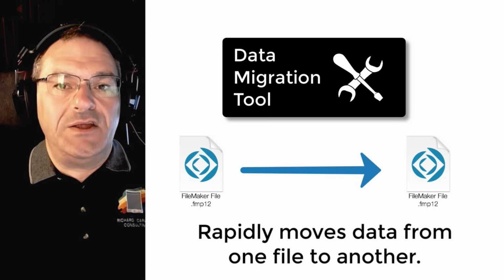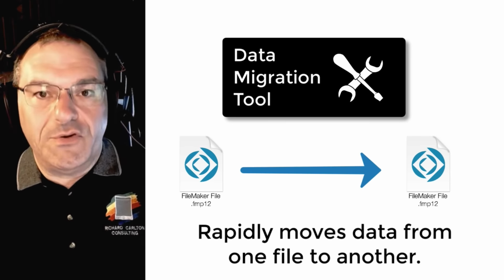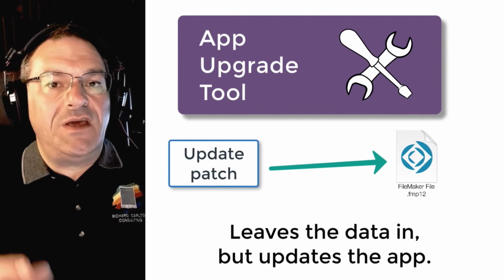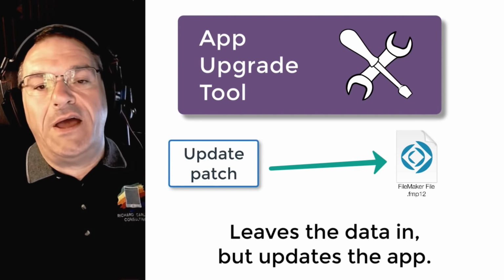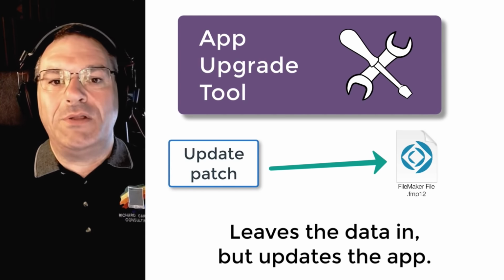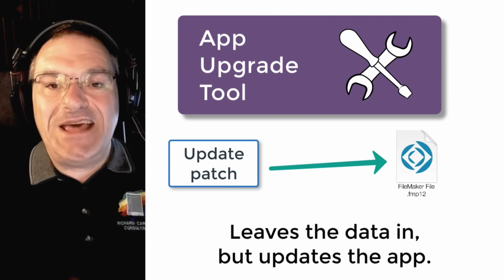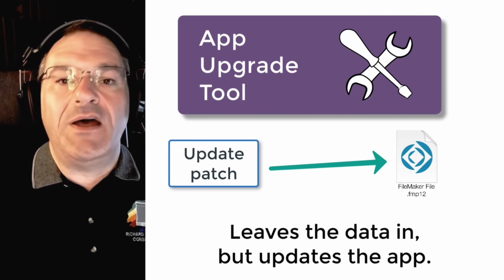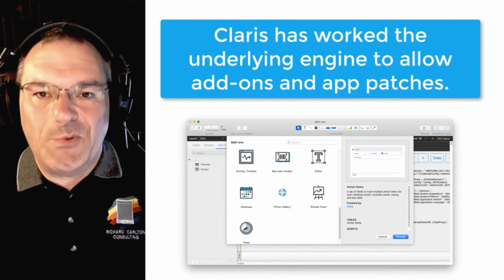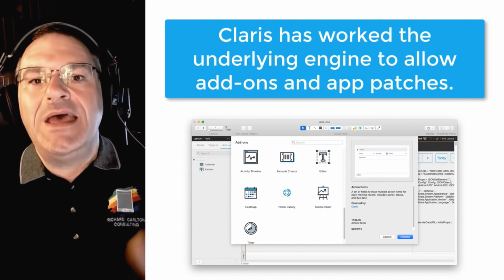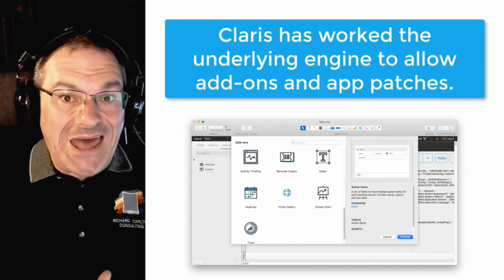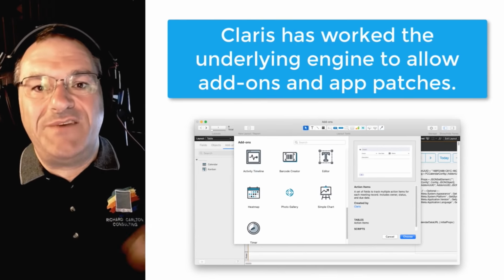Well, that command line tool was a bulk data mover at high speed. Well, what we're getting now in 19 is the ability to, instead of moving the data from an old file to a new file, we leave the data and the file in one place, but we apply updates and patches to that existing file. And FileMaker calls this the App Upgrade tool. Now, once again, Claris has been working on the underlying engineering that allows us to have add-on modules or app upgrade patches. And that technology is effectively the same.